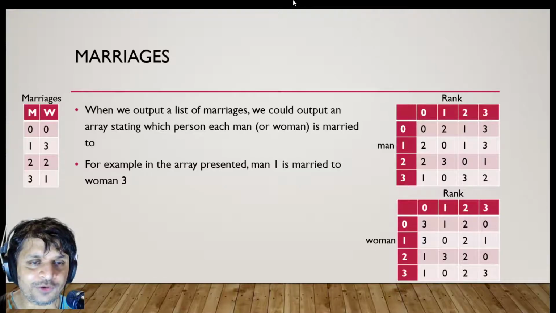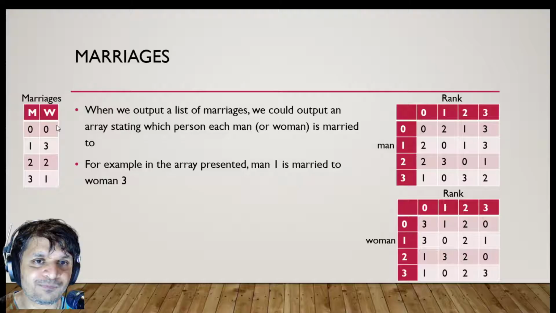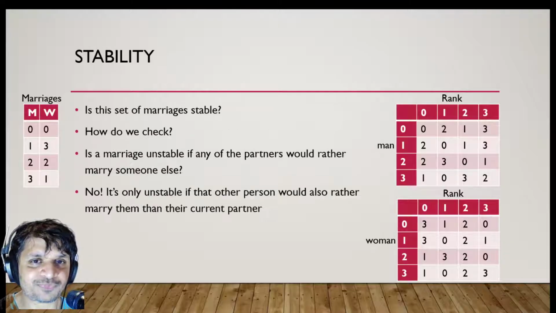And then what we want to produce when we solve this problem is a set of marriages. So we'll have some array that says, for every man, who they're married to. And similarly, it could be for every woman who they're married to, and it would be the same array, really, just organized differently. Looking at this marriage array, we're saying that man 1 is married to woman 3. So that is just some idea of how the organization of this thing works.